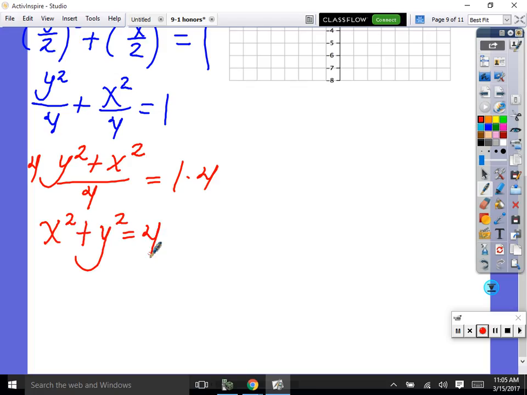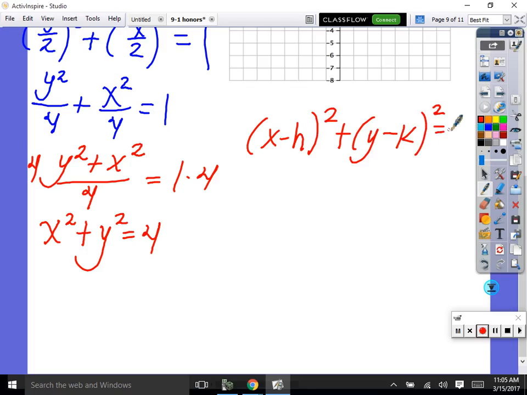Just a quick reminder, it's been a long time since we've dealt with circles, but circles have this form: x minus h squared plus y minus k squared equals the radius squared, where the center of our circle will be at h comma k, so the shift. If it's in parentheses, we always go opposite, just like with other functions. Good question. So then our radius would come from there.